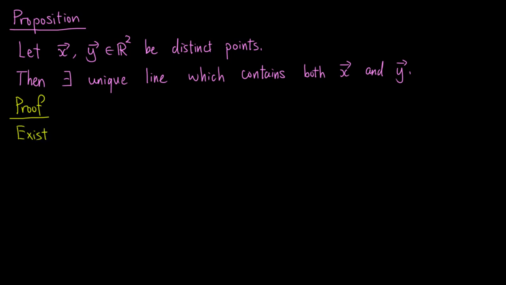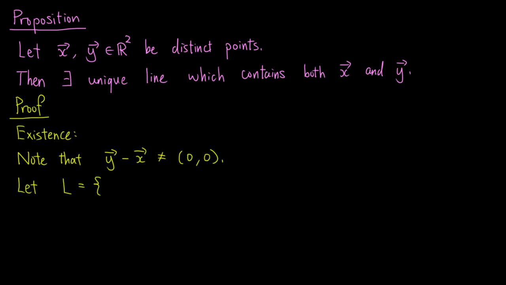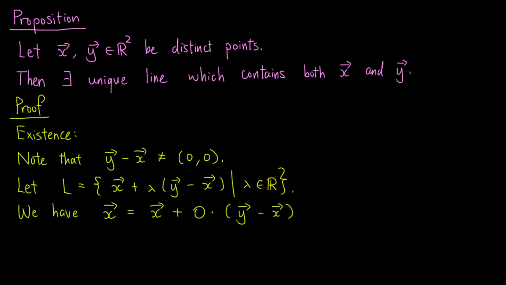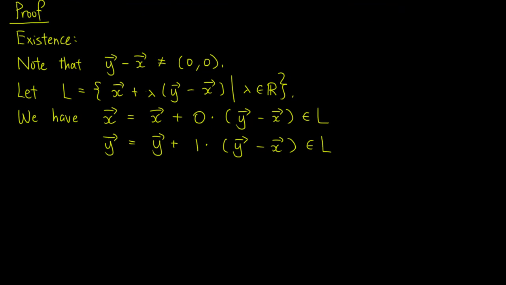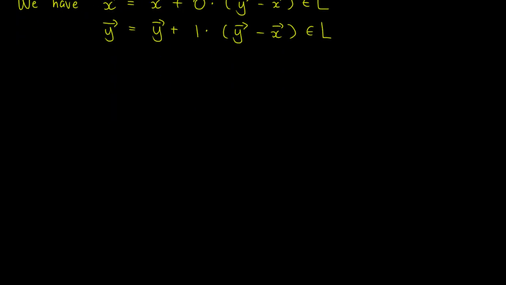To prove this, let's first prove the existence of such a line containing both x and y. Note that y minus x is not the zero vector, because we have assumed that x is not equal to y. Now, let L be the line x plus lambda times (y minus x), such that lambda is a real number. We have that x equals x plus 0 times (y minus x), which is in L, and also y equals x plus 1 times (y minus x), which is also in L. In other words, L is a line which contains both x and y.